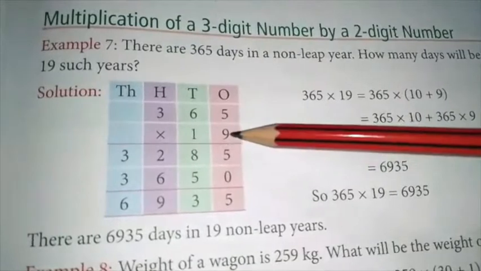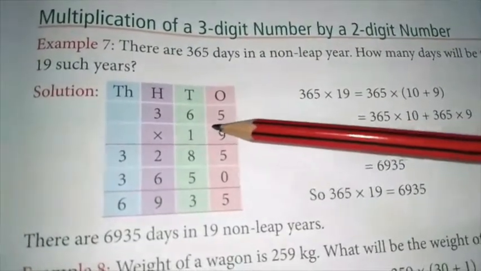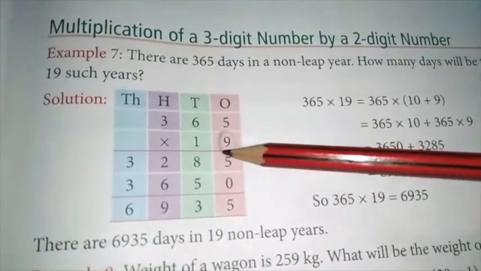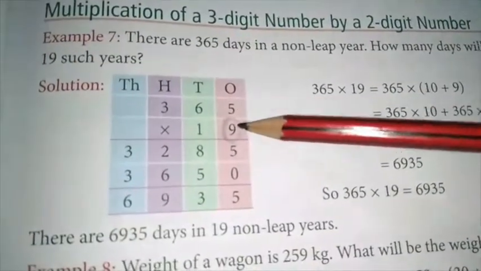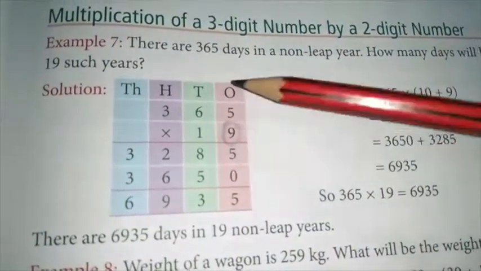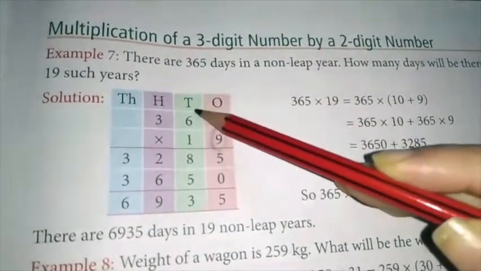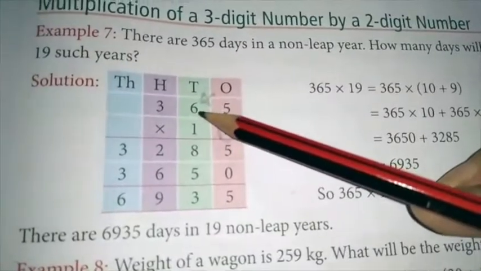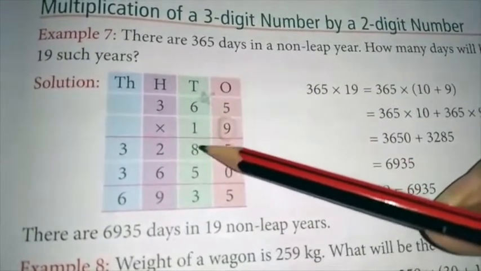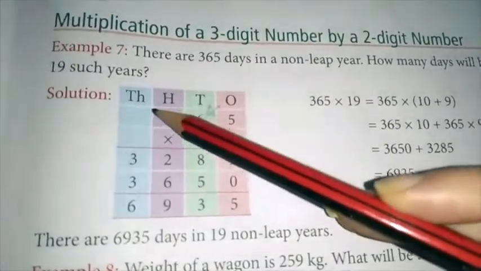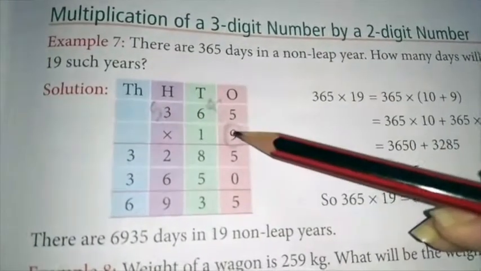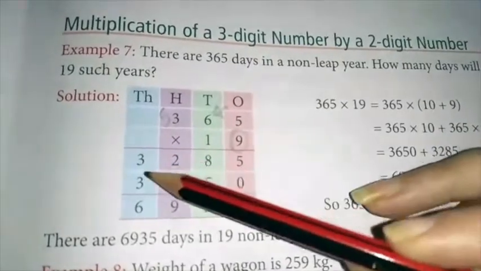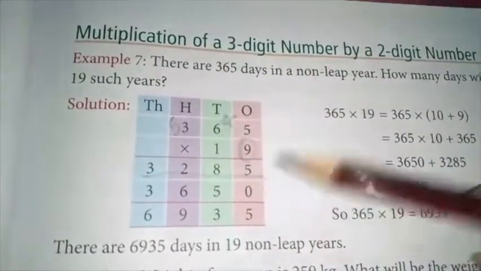So what you do, you first multiply as you were multiplying with a 1-digit number. So you multiply 9 into 5, that is 45. 5 is written, 4 is carried over here. Now you multiply 9 into 6. 9 6s are 54 plus 4 is 58. 8 and 5 is carried. Now you multiply 9 into 3. 9 3s are 27 plus 5, that is 32. Now this part is completed.